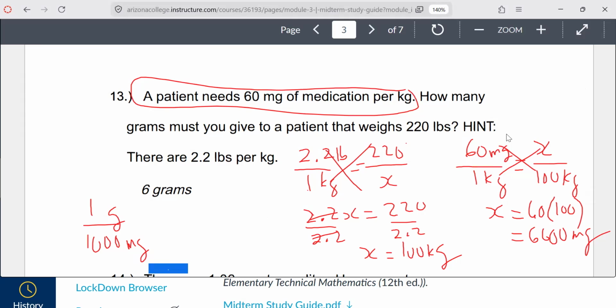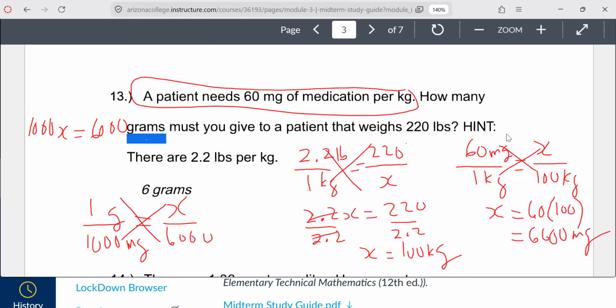And we've got 6,000 mg. So you divide by 1,000, which gives you 6 grams. But if you don't know that, set it up. 1 gram is 1,000 mg, and we're trying to find x grams over 6,000. When you cross multiply, you have 1,000 times x equals 1 times 6,000, which is 6,000. You divide by 1,000, you divide by 1,000. So x becomes 6 grams.